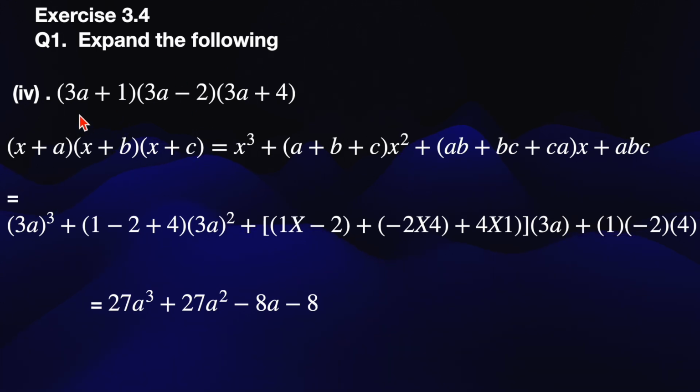Expand the same type of sum again. So you write down the general formula like this. What is the value of a? 1, b is minus 2, c is 4, and x is 3a. So wherever x is there, replace it by 3a. Wherever a, b, c are there, write 1, minus 2 and 4, replace it, and then solve it. You will get the answer.